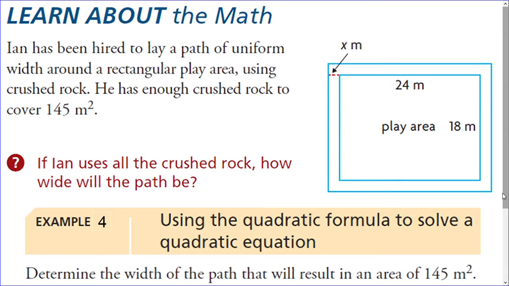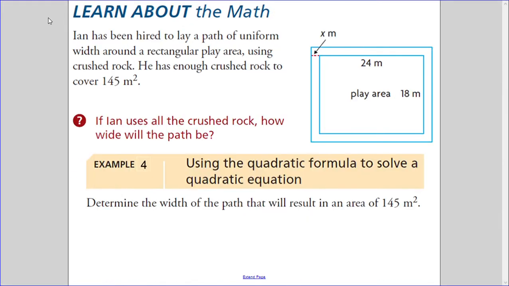So the last part that we have is a little bit of a word problem. It's a little bit of a thinking problem to go through. It says that Ian's been hired to lay a path of uniform width around a rectangular play area using crushed rock. He has enough crushed rock to cover 145 square meters. So if Ian uses all the crushed rock, then how wide will the path be?